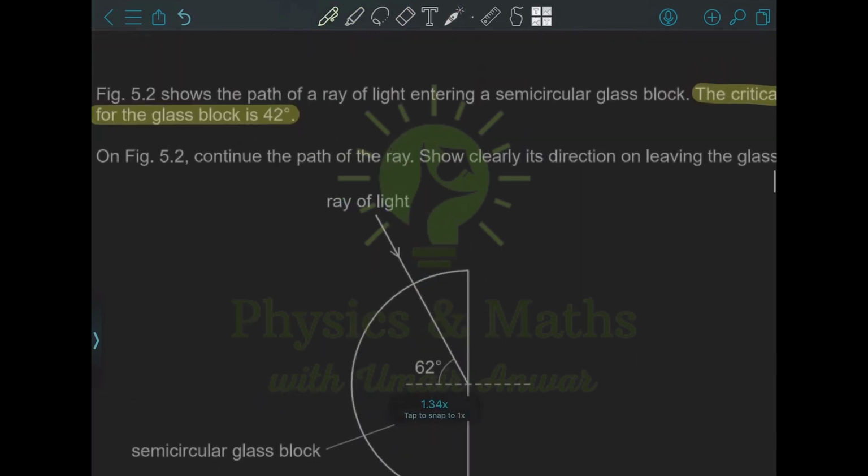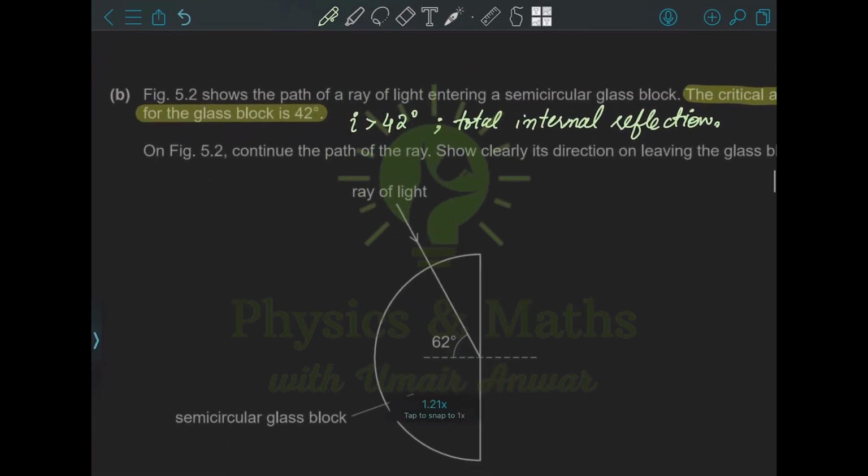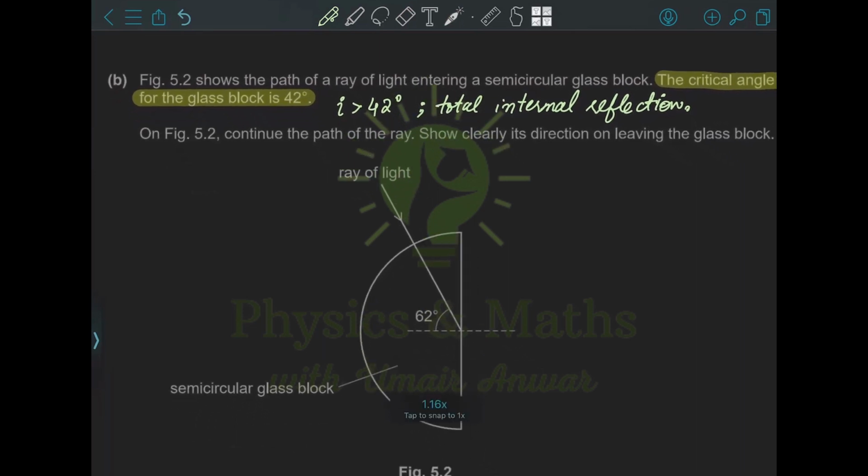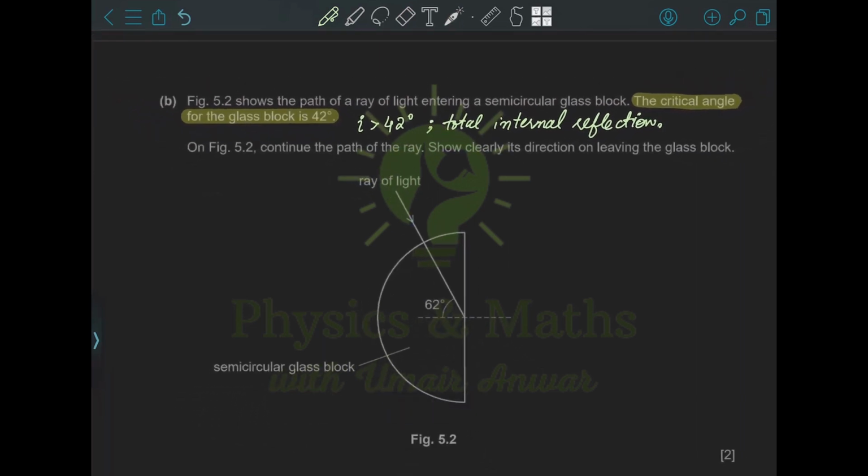So it means that if the angle of incidence is greater than 42 degrees, then the ray is not going to refract. It would undergo total internal reflection. And for all the incidence angles below 42 degrees, the refraction is going to happen. On figure 5.2, continue the path of the ray, show clearly its direction on leaving the glass block.